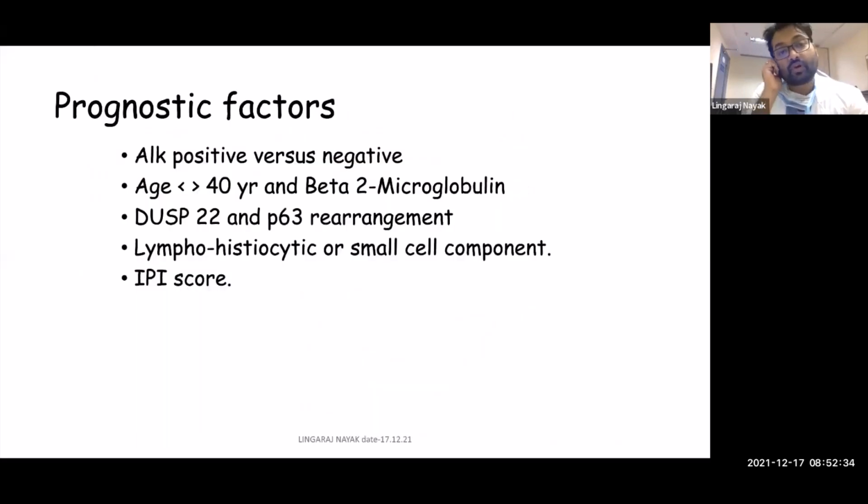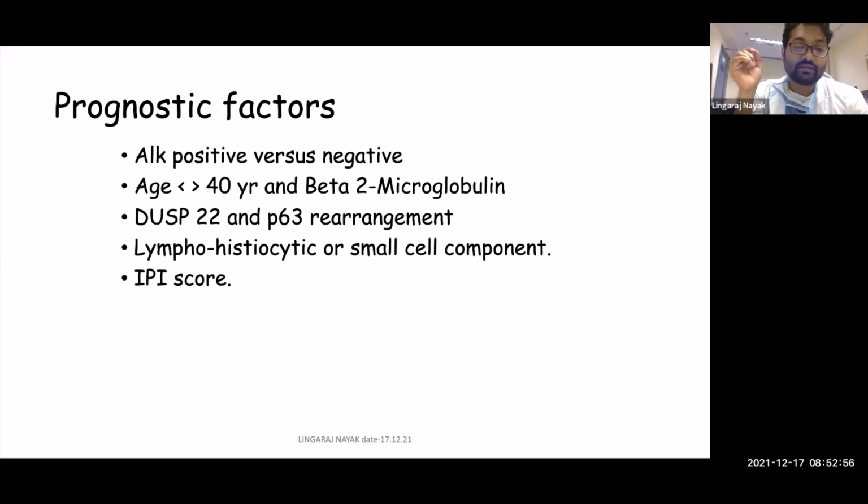Now coming to prognostic factors, I already discussed ALK positivity. It gives the best prognosis, followed by ALK negativity. And within ALK negativity, again DUSP22 and P63, the outcomes are different. Now, age is an important prognostic factor, age less than 40 and more than 40, as well as beta-2 microglobulin.